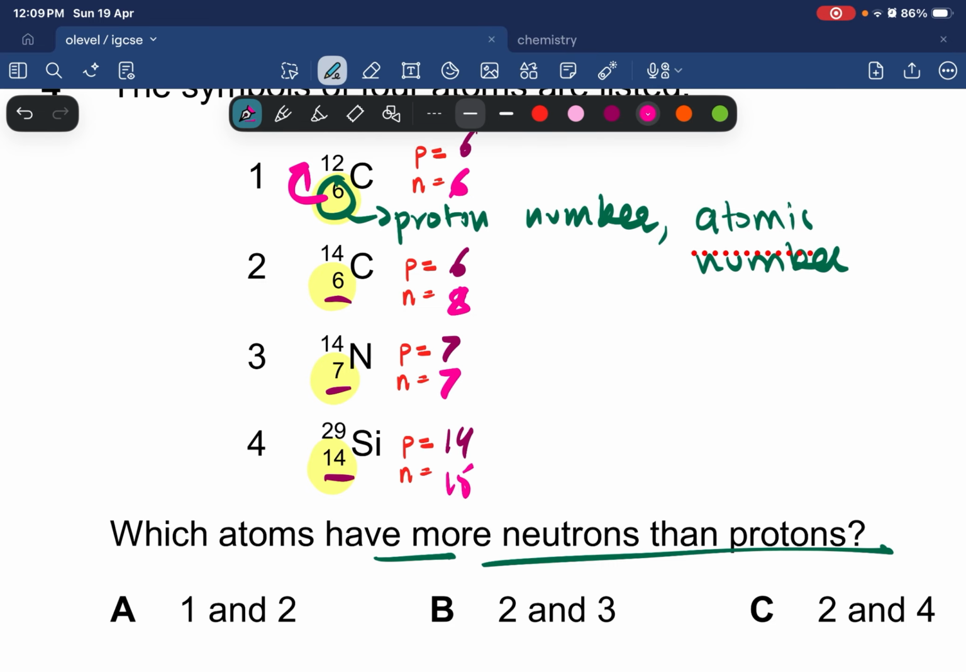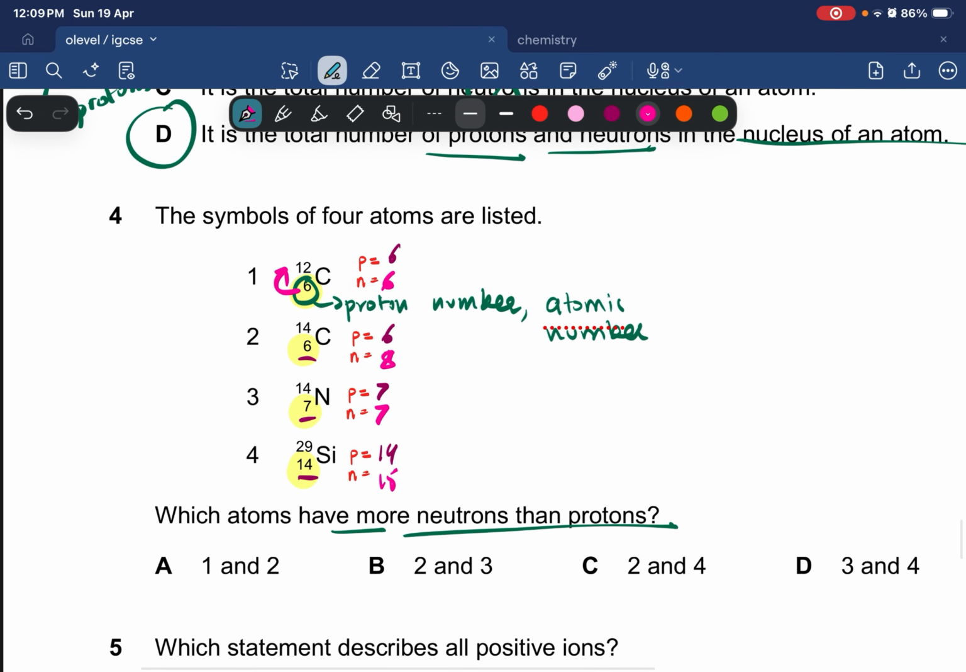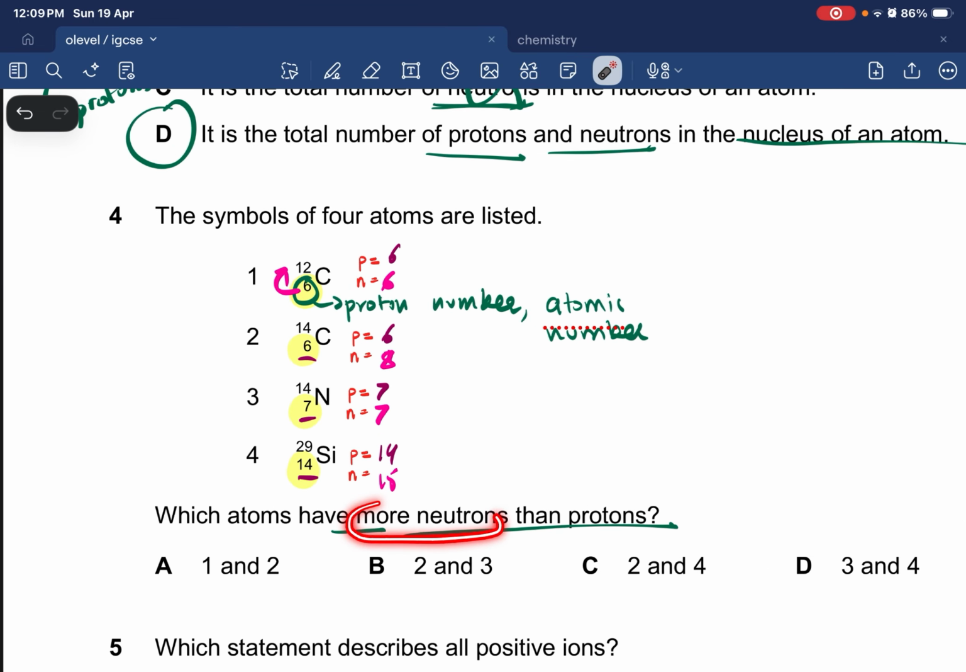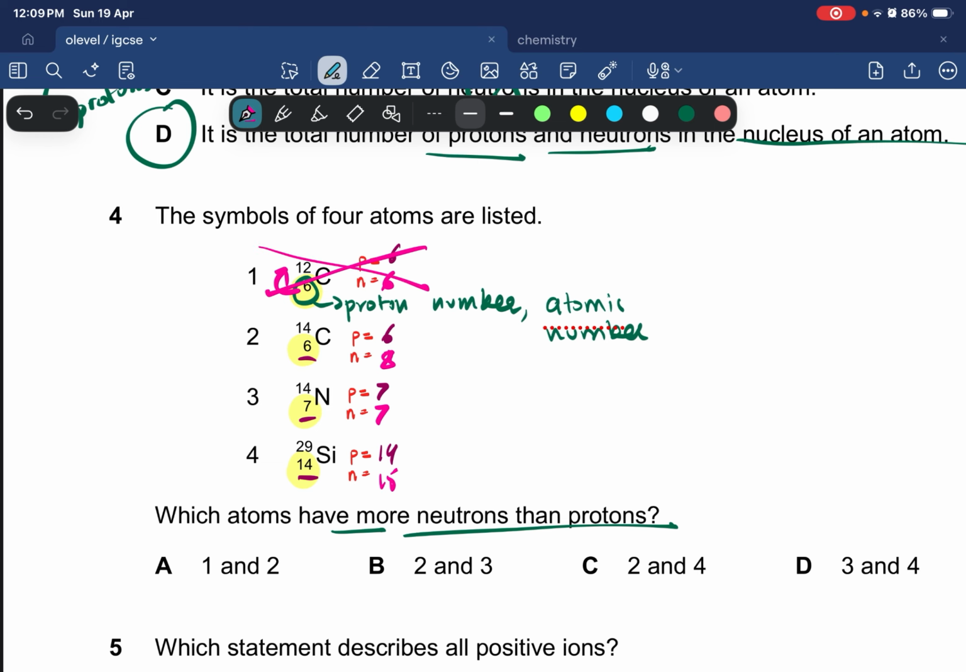Done? Now what do you do? You look at which atoms have more neutrons. This one has equal protons and neutrons, so we're not dealing with this. This one has more neutrons. It is 8 neutrons. This one has an equal number, and this one has more neutrons. That's 15. So it's 2 and 4 that have more neutrons compared to protons.